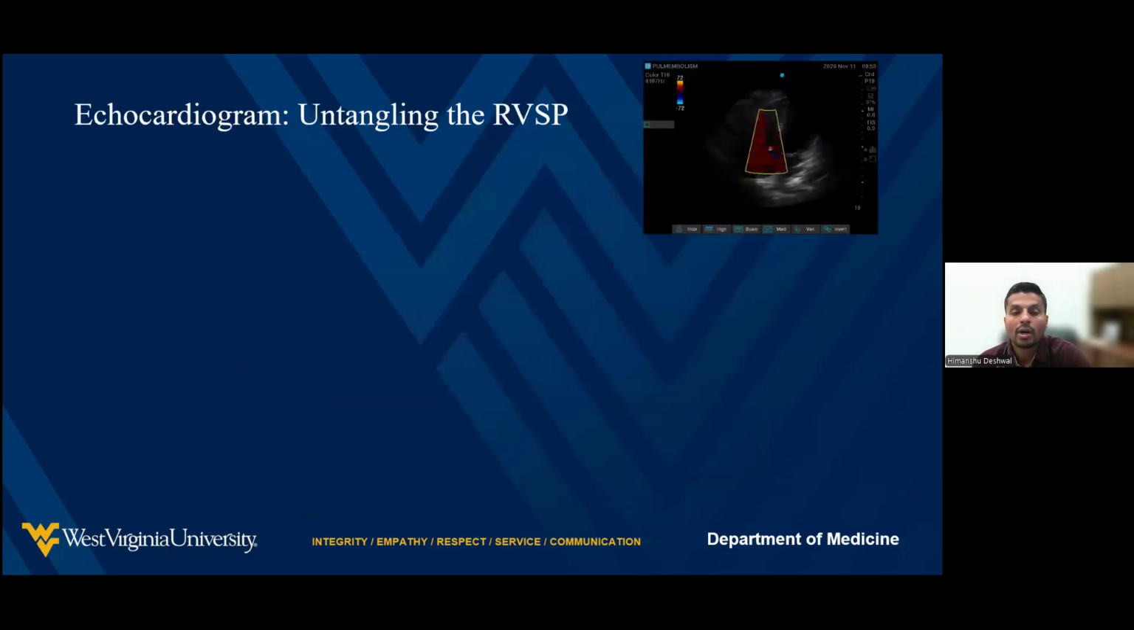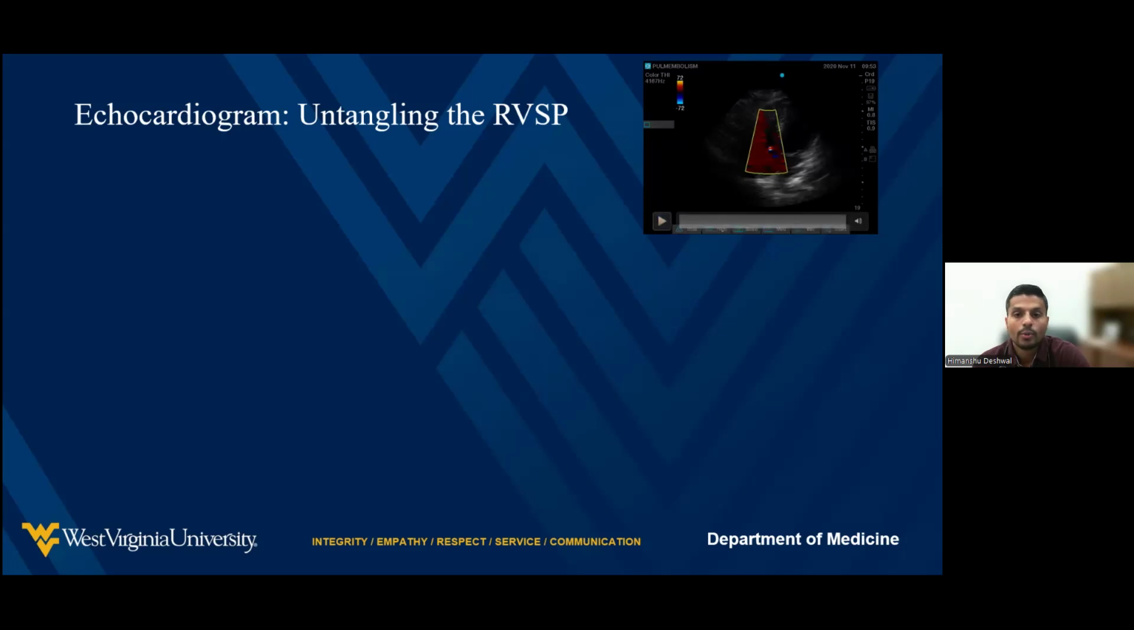On an echocardiogram, of course, we always talk about this RVSP. So let's talk about what RVSP is, or right ventricular systolic pressure, how it's measured, and what are the caveats, because sometimes you might have somebody who has no RVSP mentioned but has really bad pulmonary hypertension.